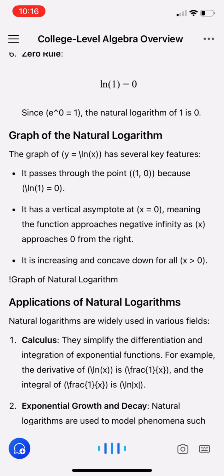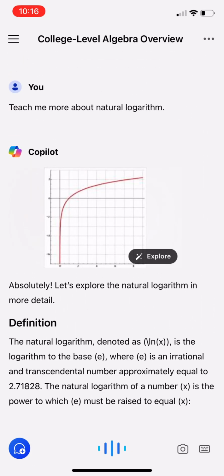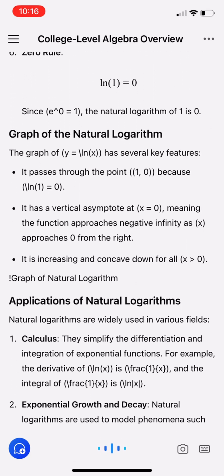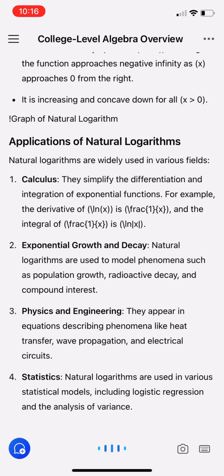Applications of natural logarithms. Natural logarithms are widely used in various fields. Calculus: they simplify the differentiation and integration of exponential functions. For example, the derivative of ln x is 1/x, and the integral of 1/x is ln x. Exponential growth and decay.